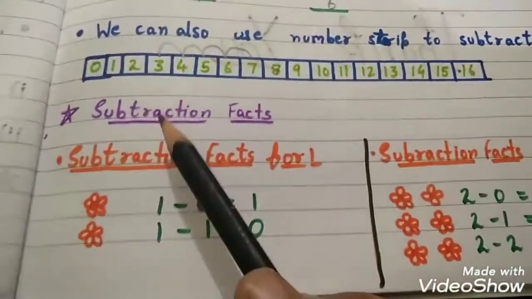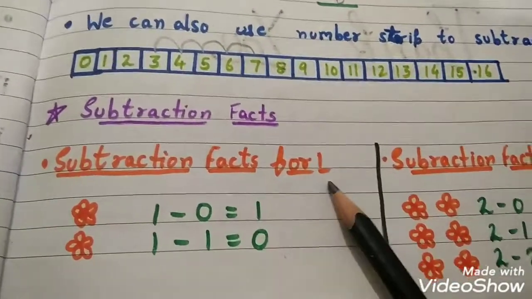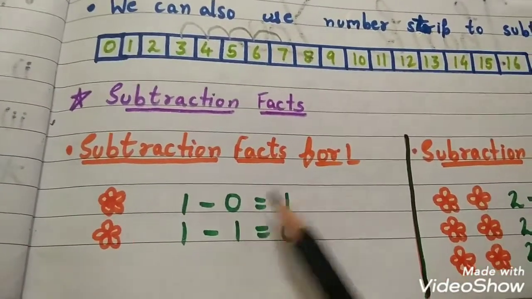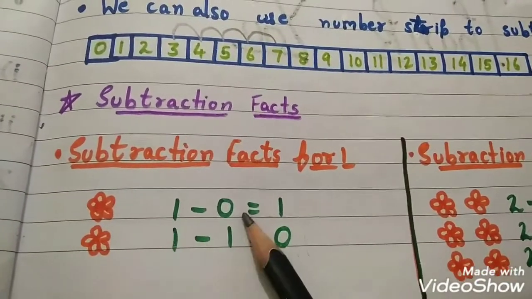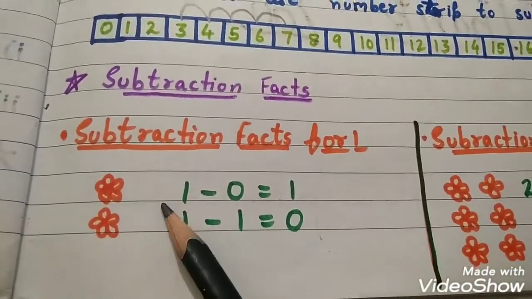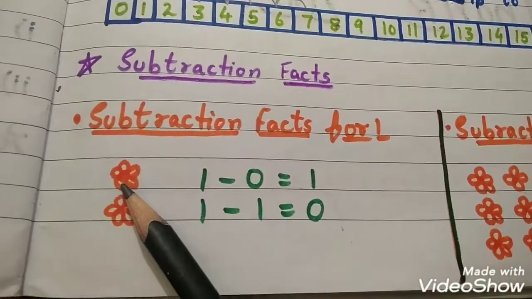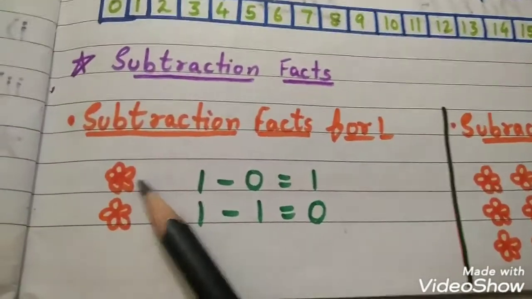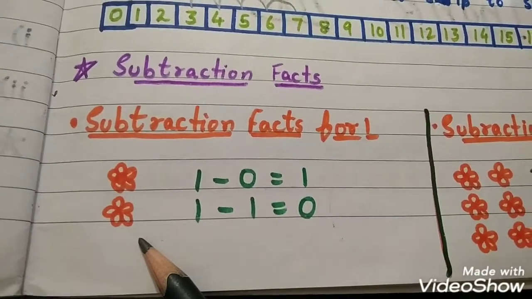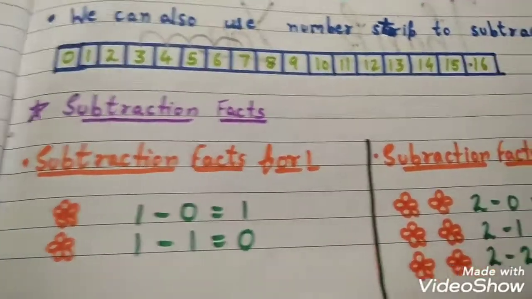Our next topic is subtraction facts. In this subtraction facts, first one is subtraction facts for 1. For 1, 1 minus 0 will always be 1, right? And 1 minus 1 will be 0. See 1, here I have made 1 flower. If we minus 0 from this, nothing will be done because 0 has no value. So we will get 1 as our answer. And 1 minus 1, if we cut this 1 flower from here, then what we will get? 0. So our answer will be 0.